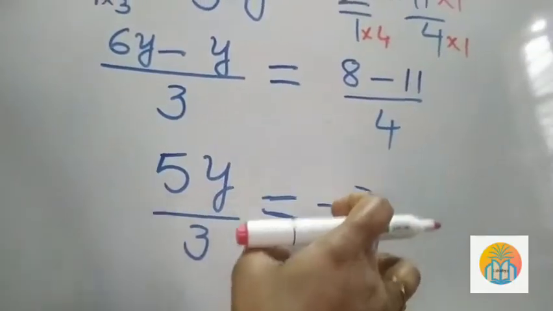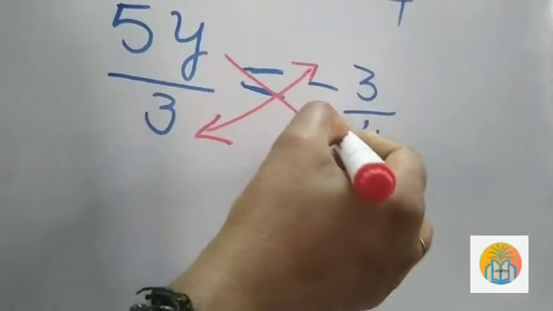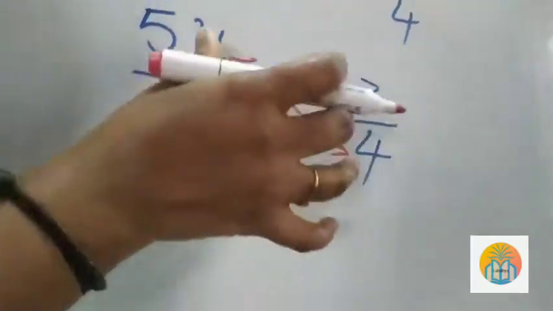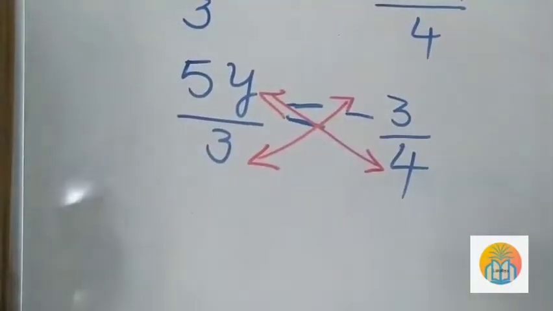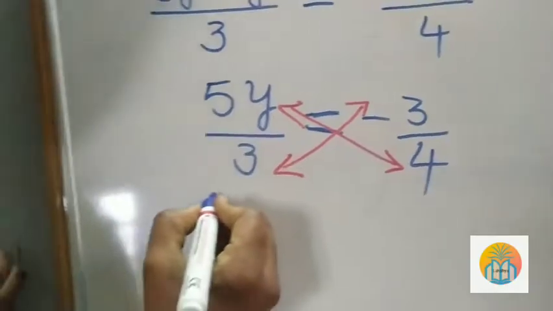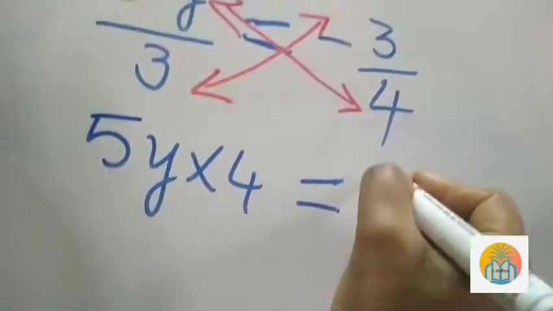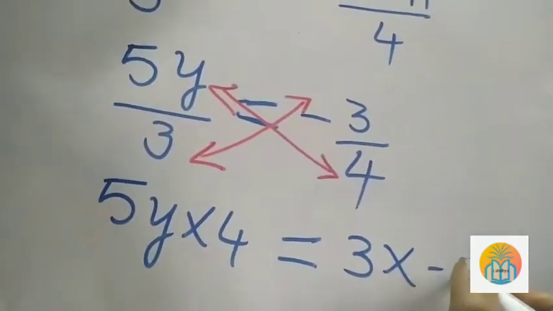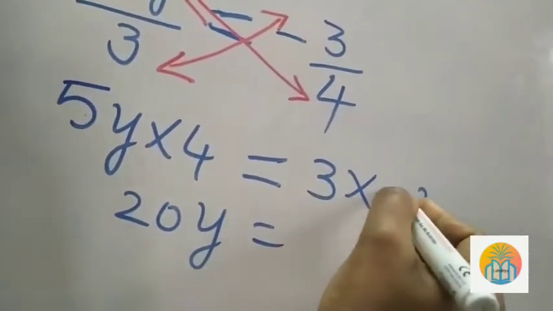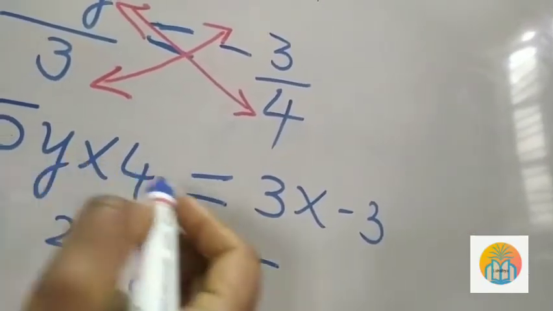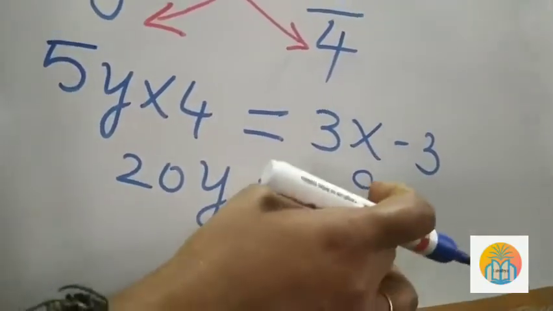Whenever we have two fractions, we have to do cross multiplication. Cross multiplication means you put the arrow mark like this, this term with this term, and here 3 with this 3. Let's see how to simplify this. It is 5y into 4 is equal to 3 into minus 3. So 5 4s are 20y is equal to, minus into plus is minus 9. So 20 times a number is equal to minus 9.